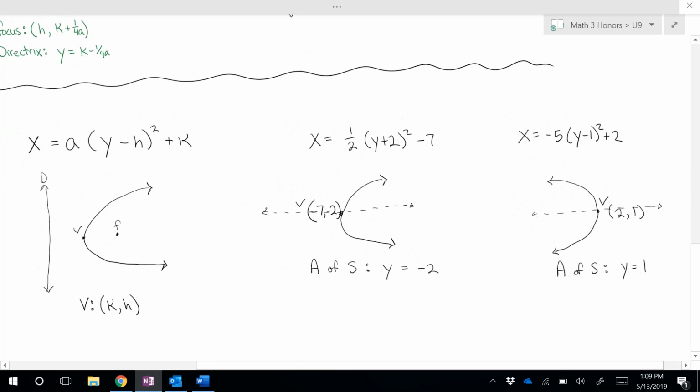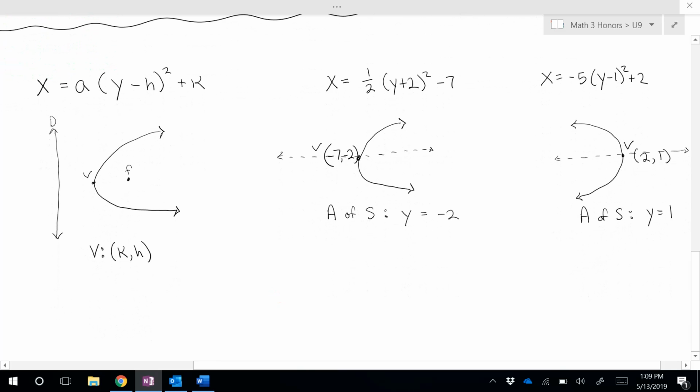And in general, our line of symmetry is y equals h. Y equals the y value. The distance from the vertex to the focus is still the same distance I told you, 1/4a. And the distance from the directrix to the vertex is also the same, 1/4a. And so we want to figure out what that is in these cases.